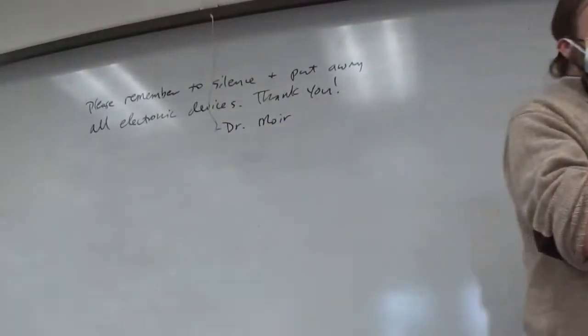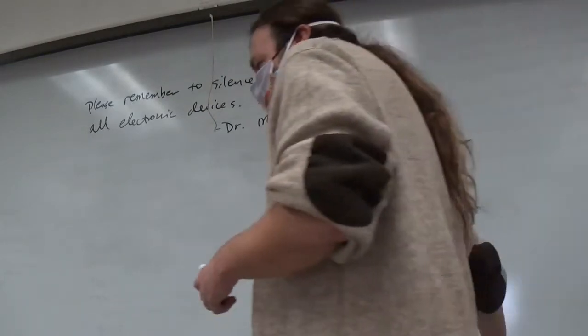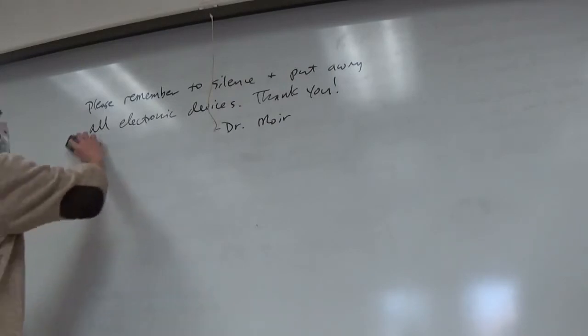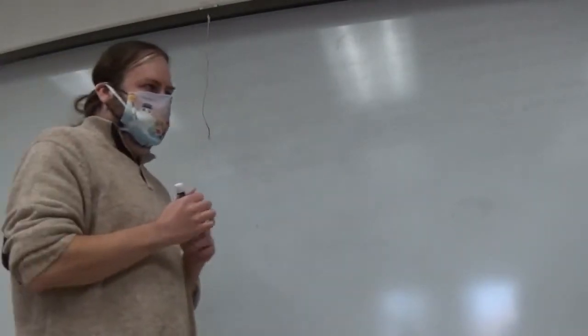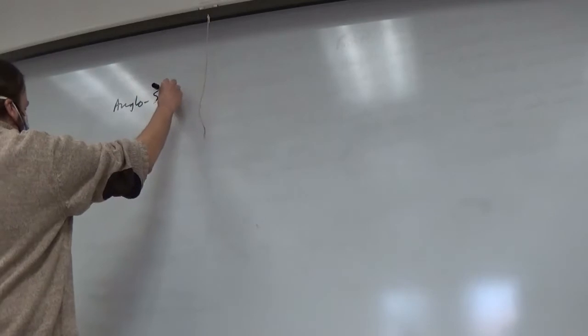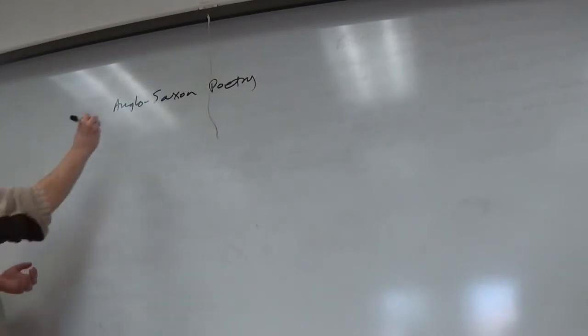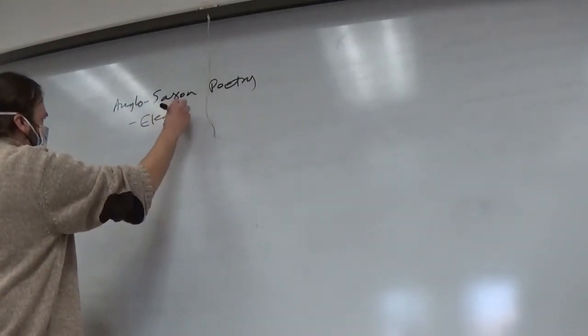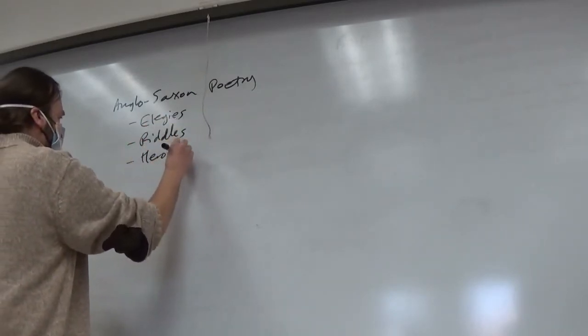Okay, so let's just start by spelling out what it is we're actually going to be looking at in the course. So, by and large, we're going to be talking about J.R.R. Tolkien and the texts that influenced him. So we're going to be looking at Anglo-Saxon poetry in a couple of different forms. We're going to be looking at poems that are called elegies. We're going to be looking at some riddles, as well as a few heroic poems.